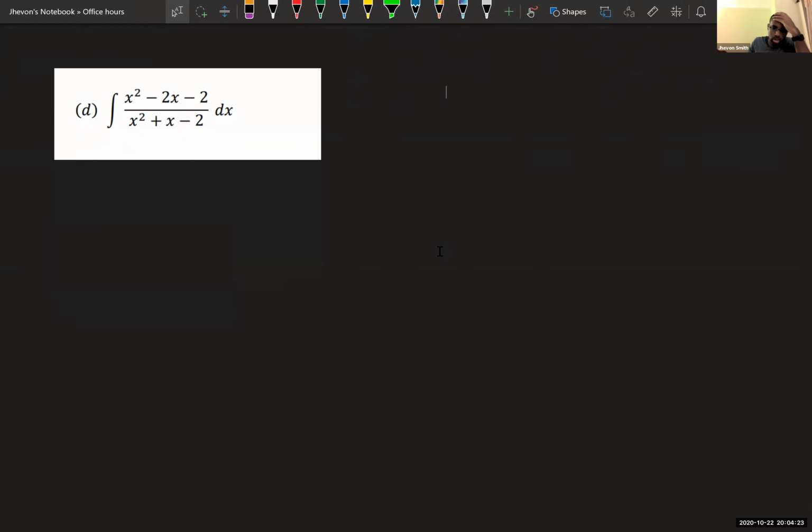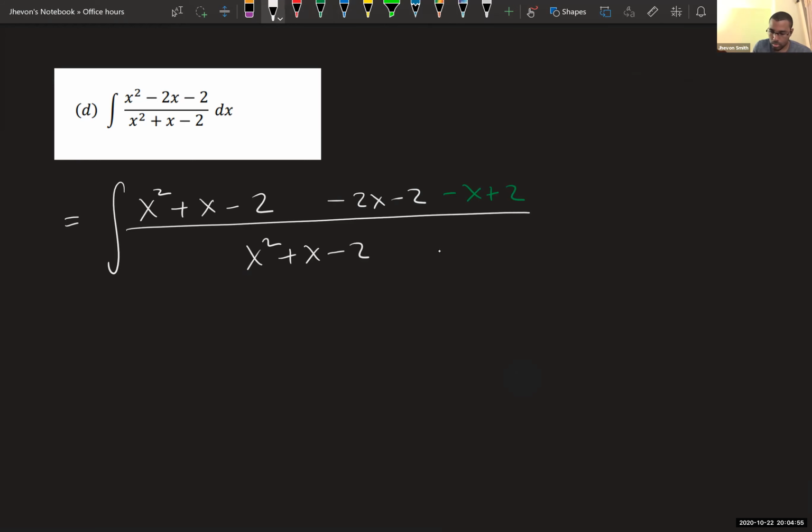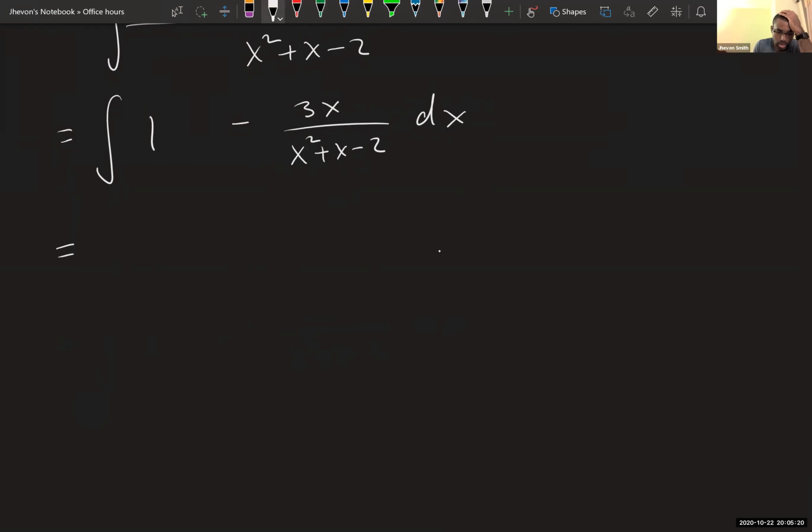I don't know, but if I were doing this one, let's actually go over it. I would try to get the denominator in the top. So I have x squared plus x minus 2. And here I have minus 2x minus 2. But when I added my x plus 2, I have to subtract that x and add that 2 back. So that would just be the integral of 1. And then this would cancel that. I would have minus 3x. So I would have that.